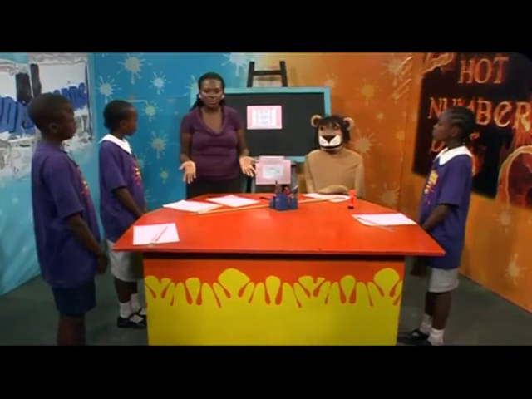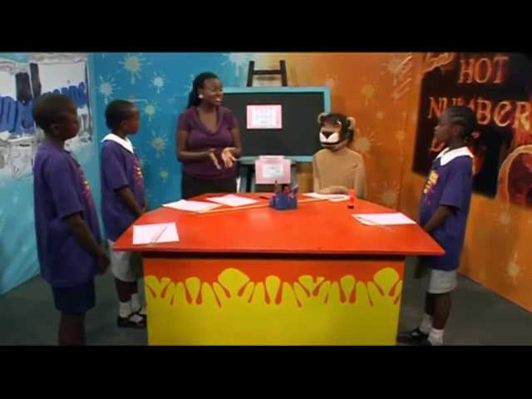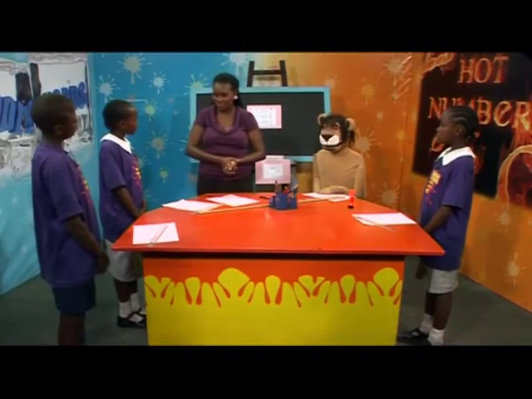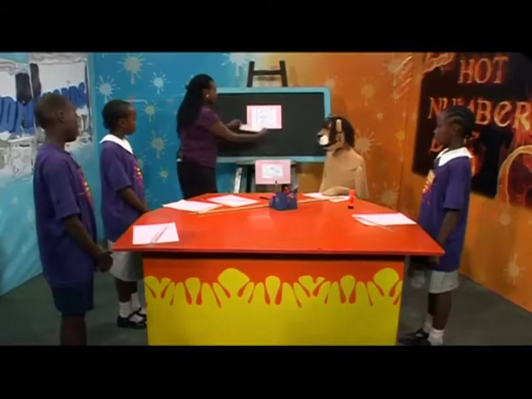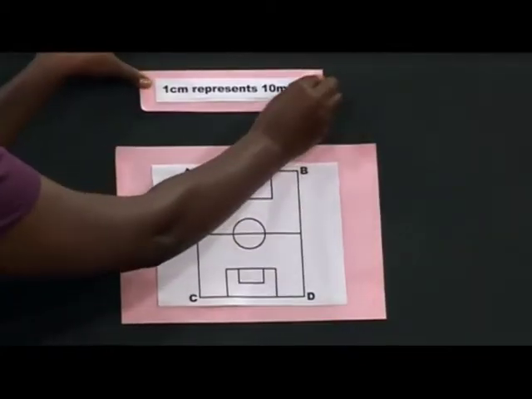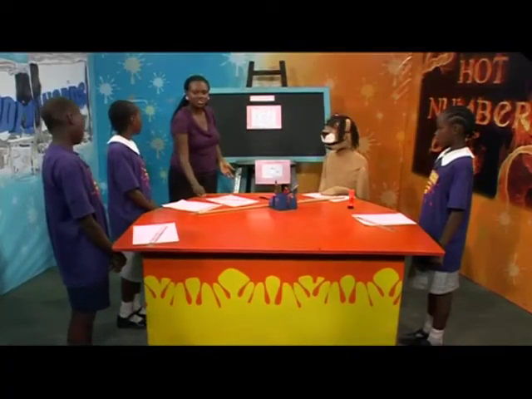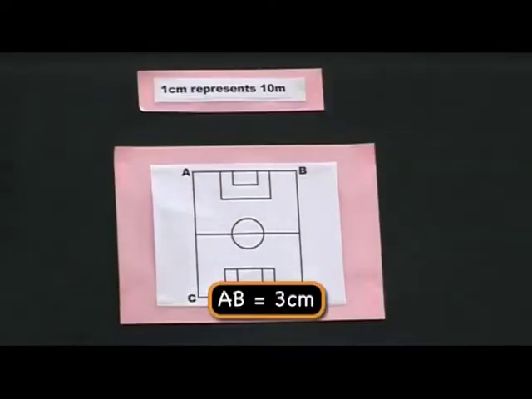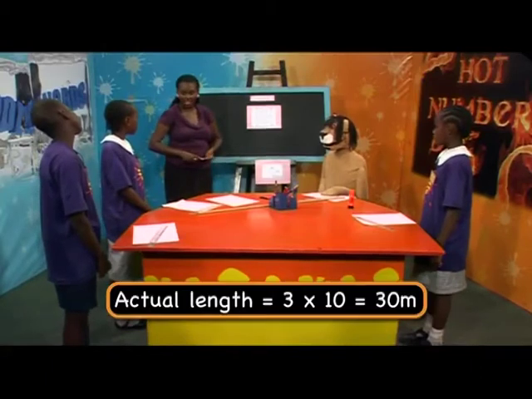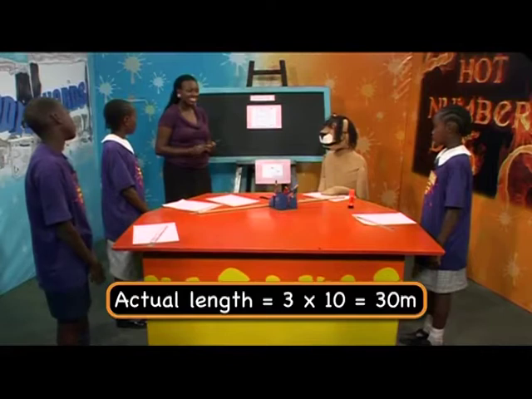Now, we can draw the football pitch in our books using a scale drawing, and that is what we are going to learn about today. Now, we are going to use a scale where 1 centimeter represents 10 meters. Therefore, the scale drawing length of AB is 3 centimeters and its actual length is 30 meters, which we get by multiplying 3 times 10.